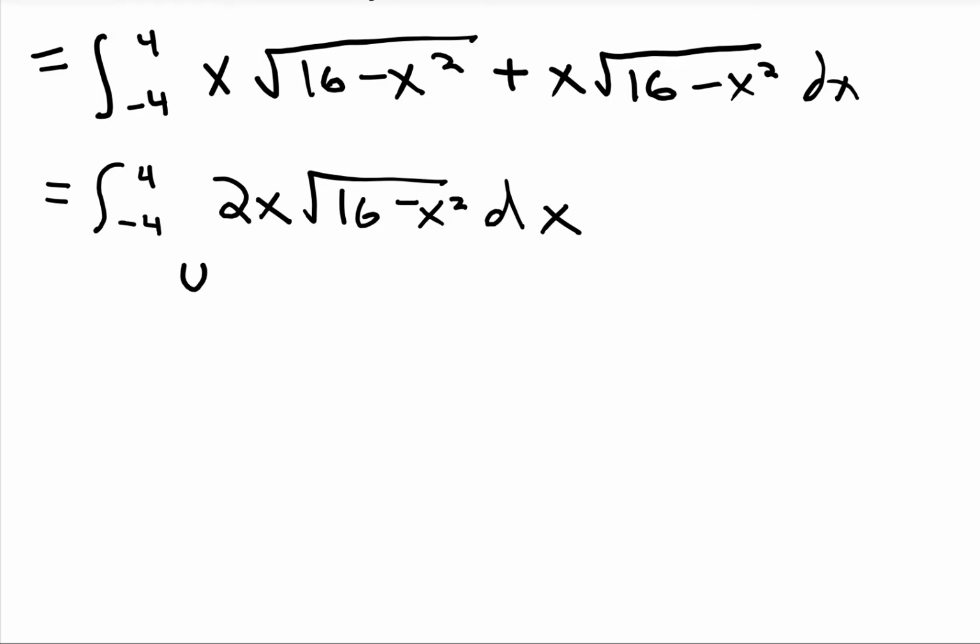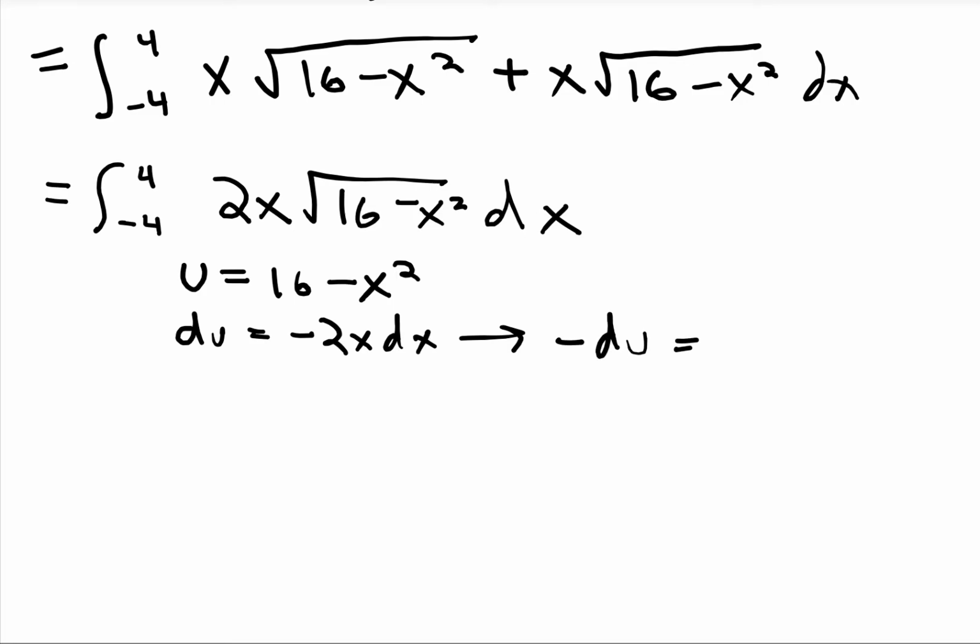Notice u is my inside function, 16 minus x squared. That will make my du be minus 2x dx. Or if you want to plug this in a little bit cleaner, you can note that minus du is what you replace that 2x dx with. So that when I go to simplify this down into an integral that I can take directly, my integrand is now a square root of u, and the 2x dx turned into a minus du.